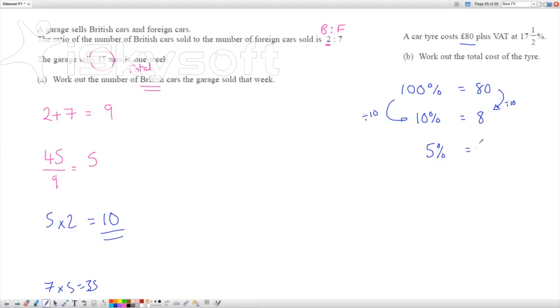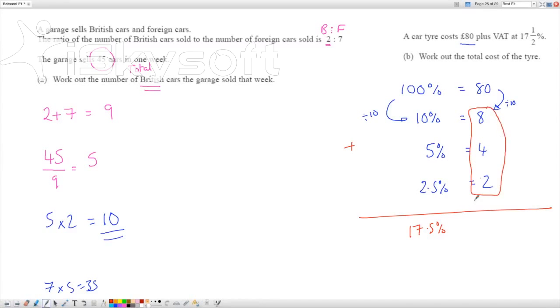Then dividing by 2 to find 5%, then halving again, dividing by 2 to find 2.5%, and then adding everything up to give us 17.5%, which is 8 plus 4 plus 2, which is 14. Plus the 80, because we're adding, it's £80 plus the 14, for our total price of the tyre as £94.